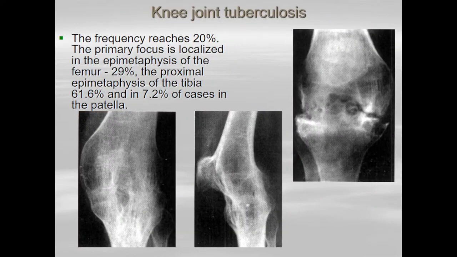Knee joint tuberculosis. The frequency reaches 20%. The primary focus is localized in the epimetaphysis of the femur in 29%, the proximal epimetaphysis of the tibia in 61%, and in 7% of cases in the patella. Look, it's tuberculosis of the knee joints. On the right picture, you see fibrous ankylosis, where you can determine the joint line. On the left picture, you see knee joints on both sides. It's bone ankylosis. You cannot determine the joint line. It's synostosis.